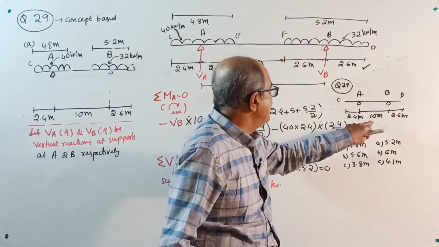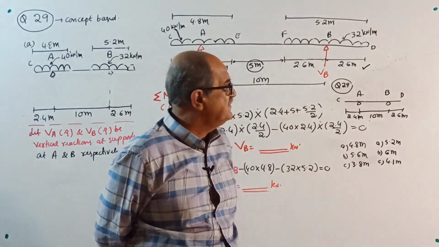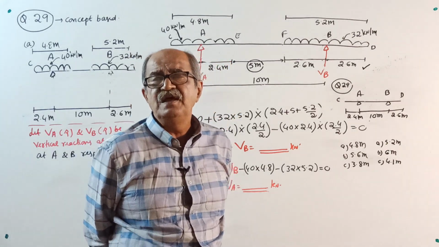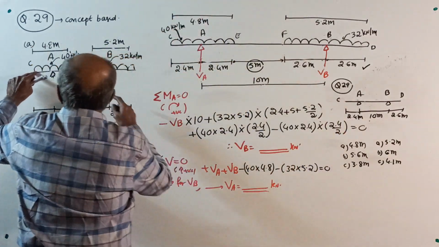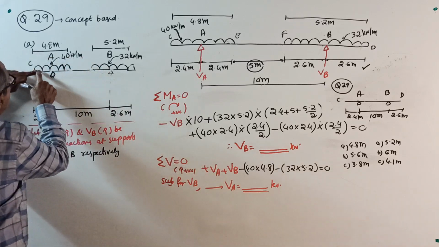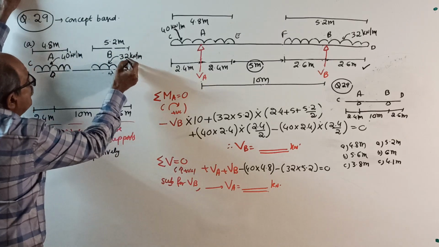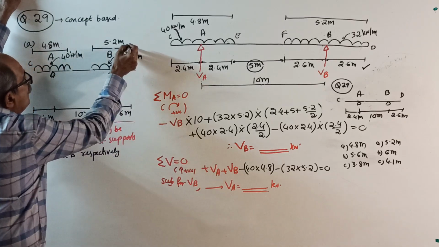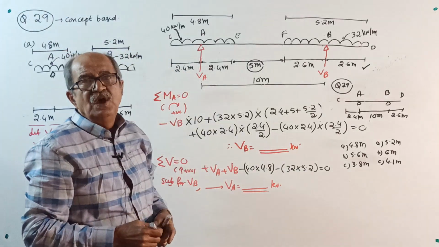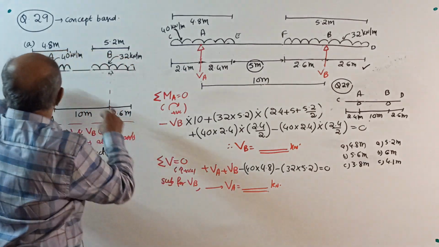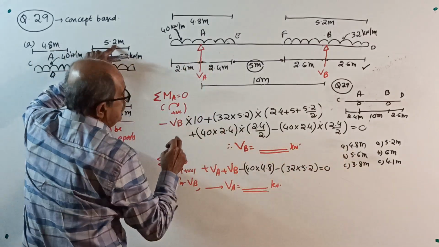Simply supported span 10 meter, left side overhang of 2.4 meter, right side overhang of 2.6 meter. Question A is from left side UDL of 40 kN per meter for 4.8 meter length and UDL of 32 kilonewton per meter for 5.2 meter length from right end. That is question A.